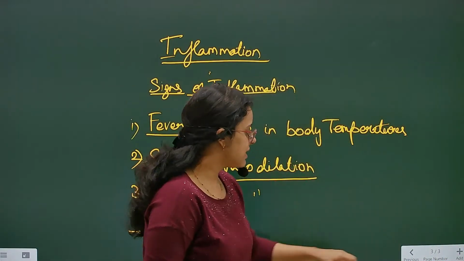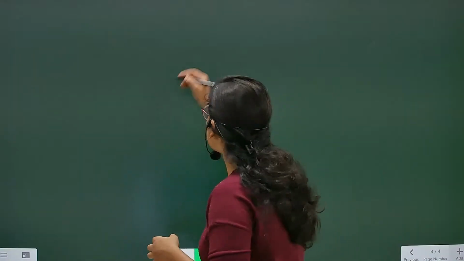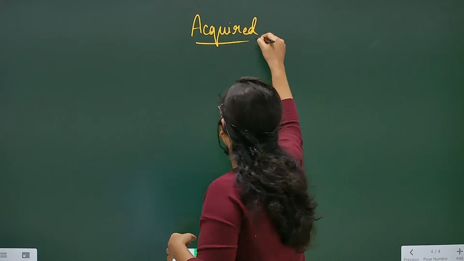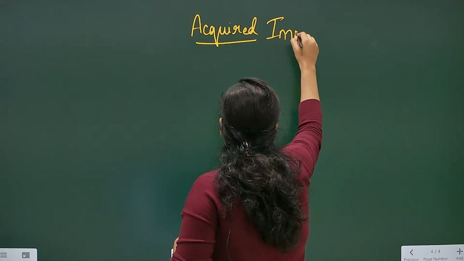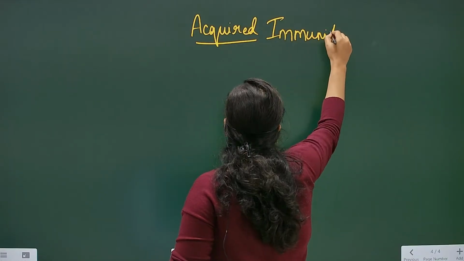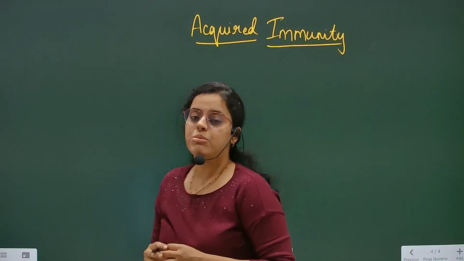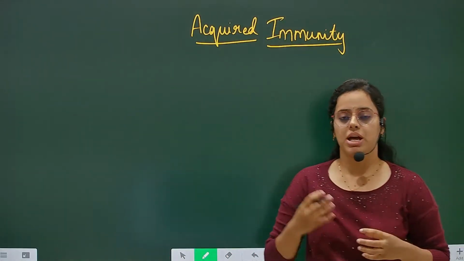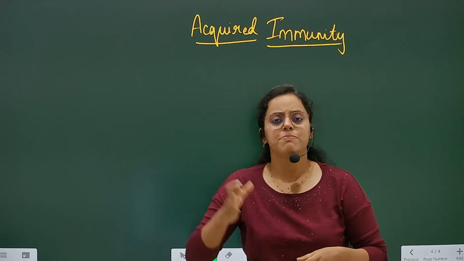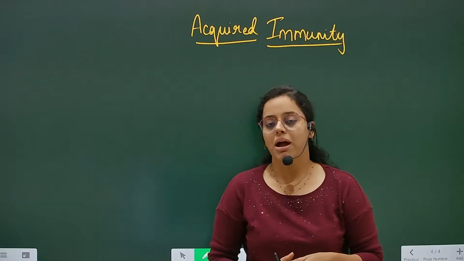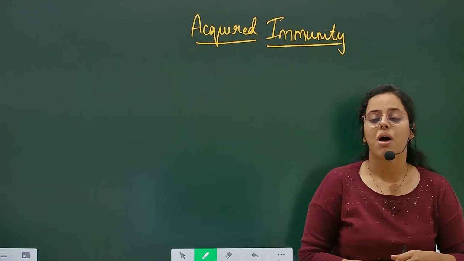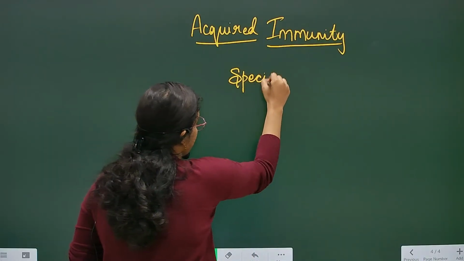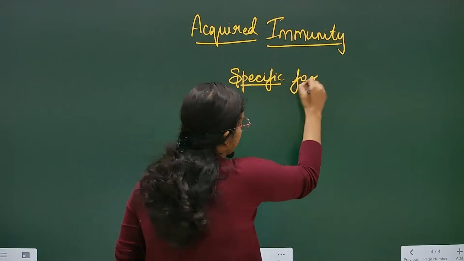Now let us learn about acquired immunity. What is acquired immunity? Innate immunity was present by birth, but this immunity is not present by birth. It is formed against specific pathogen, specific bacterial or viral particles. That is then called acquired immunity. So here this is specific for pathogen.